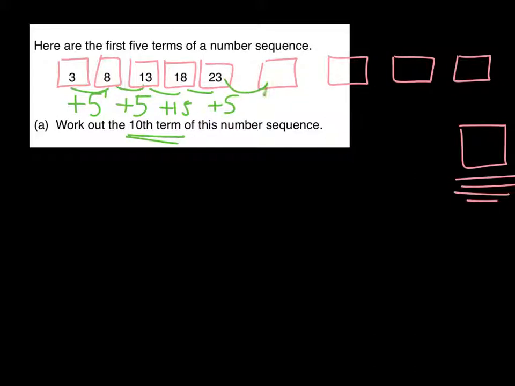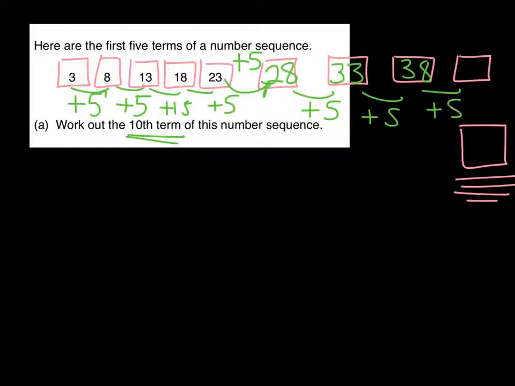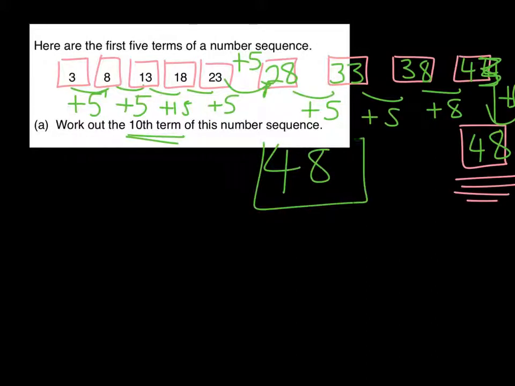So if I have a look at it, I'm going to add 5, 23, add 5, 28. I'm going to add 5, and that's going to get me to 33. I'm going to add 5, it's going to get me to 38. I'm going to add 5, that's going to get me to 43. Final one, I need to add 5. I don't know why I put 4 there, that's 43. Add 5, and that's going to get me to 48. So the 10th term is number 48.